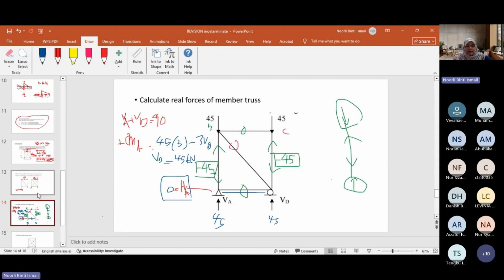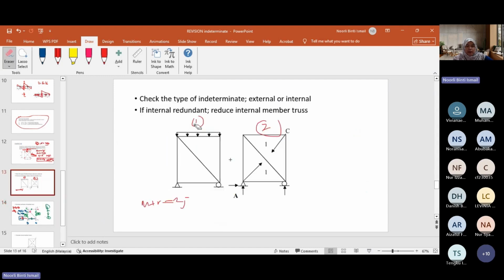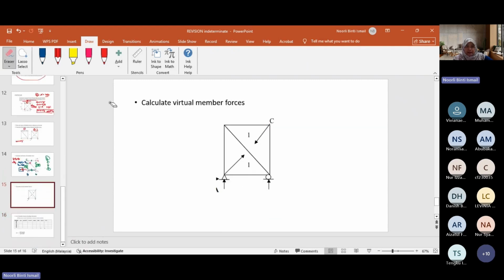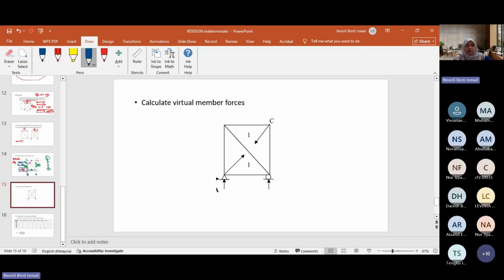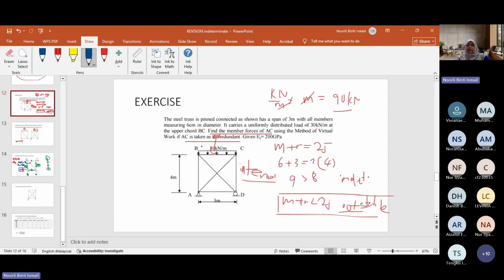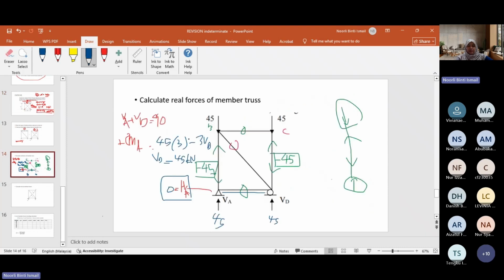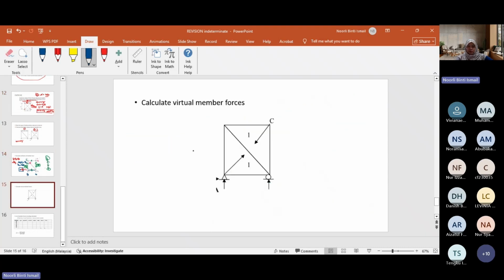Now we already done these parts. Okay, for number 1, how about number 2? So number 2, we need to find again. Selalu student dia stop kat sini je. Tak boleh sebab this one is redundant internal. So you must have at least 2 set member forces. Indeterminate, they don't have 1 set member forces. Okay, indeterminate must have at least 2 set member forces. So that's why this one is 1 set. Okay, and another one is this one lah.